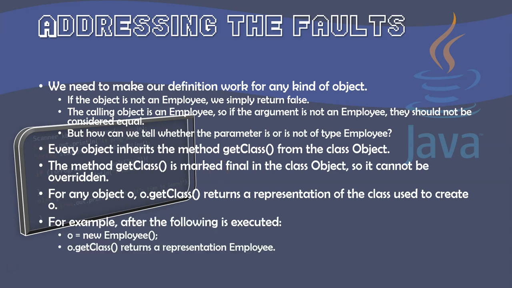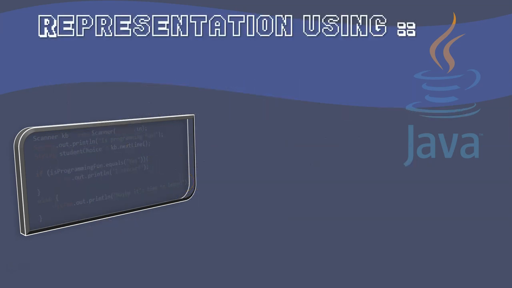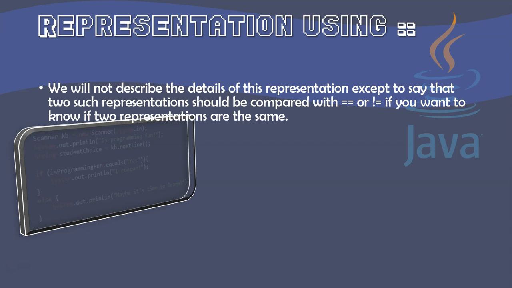For example, after the following code is executed, we say O equals new Employee. O.getClass would then return a representation of Employee, because it is an Employee type object. Now, this of course leads us into where we want to go with this, but we're not going to describe the full details of this representation. We effectively want to know that two such representations can be compared either with == or with != if we want to know if those representations are the same.